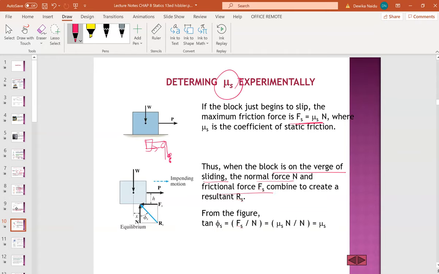Then the normal force and the frictional force combine to create the resultant. This is like your Fx and Fy. If tilted this way, you understand better. How do you find the resultant? You use Pythagoras theorem. Now this whole thing is tilted, so that's how you find your resultant. What is the angle? Angle theta s is here. It is Fs over N, that's tangent.